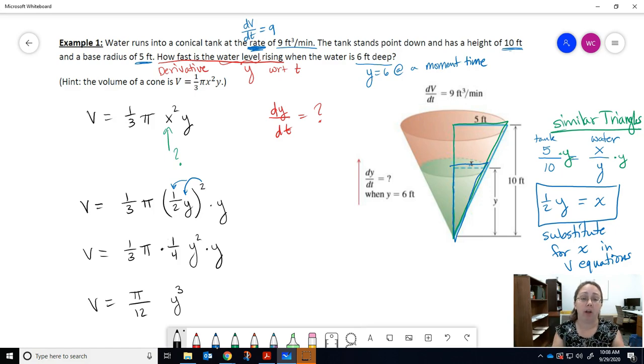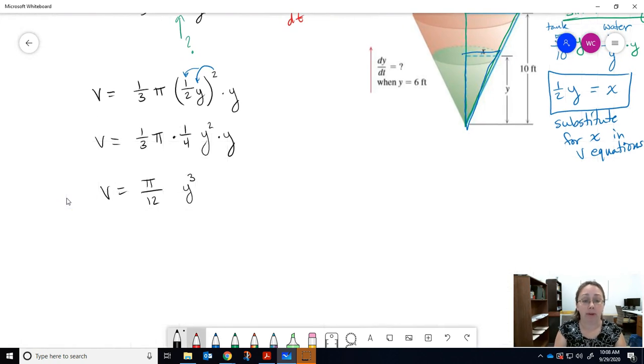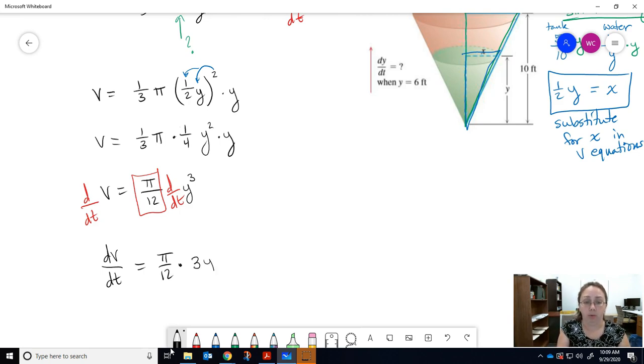If we take the derivative of this equation, we will have a relationship between the two rates of change, the rate of change of volume and the rate of change of the height. So let's go ahead and take the derivative with respect to time, because we're interested in how fast things are happening. Like before, the pi over 12 is a constant multiple. He just chills out. So we end up with the rate of change of volume with respect to time equals pi over 12 times the derivative of y cubed with respect to time. So 3y squared times the derivative of y itself with respect to time.